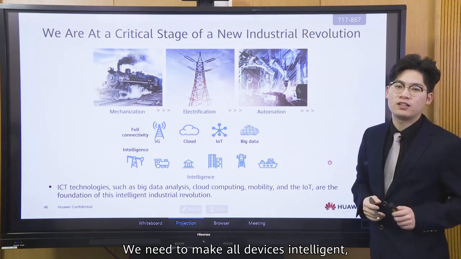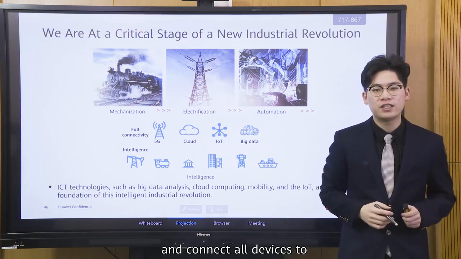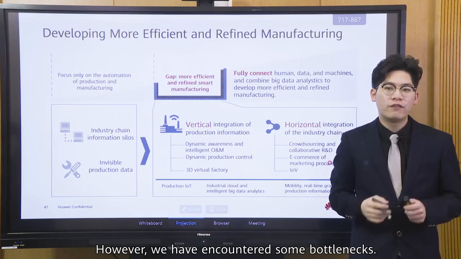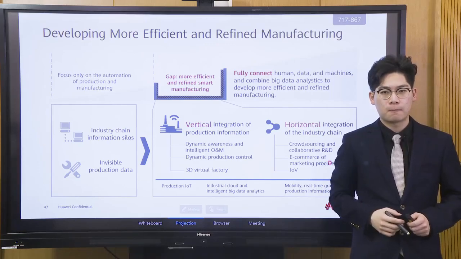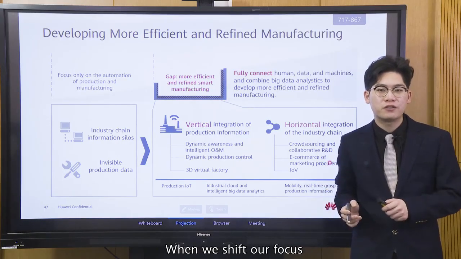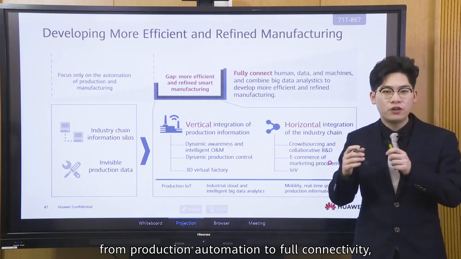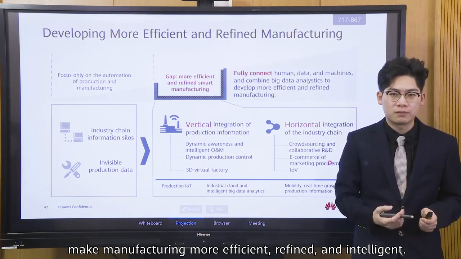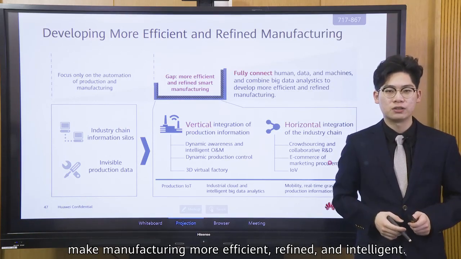We need to make all devices intelligent and connect all devices to further improve manufacturing efficiency. However, we have encountered some bottlenecks. All we can do is to automate the production and manufacturing process. Our goal is to be fully connected, that is, to connect people, data, and machines. When we shift our focus from production automation to full connectivity, what we need to do is to make manufacturing more efficient, refined, and intelligent.